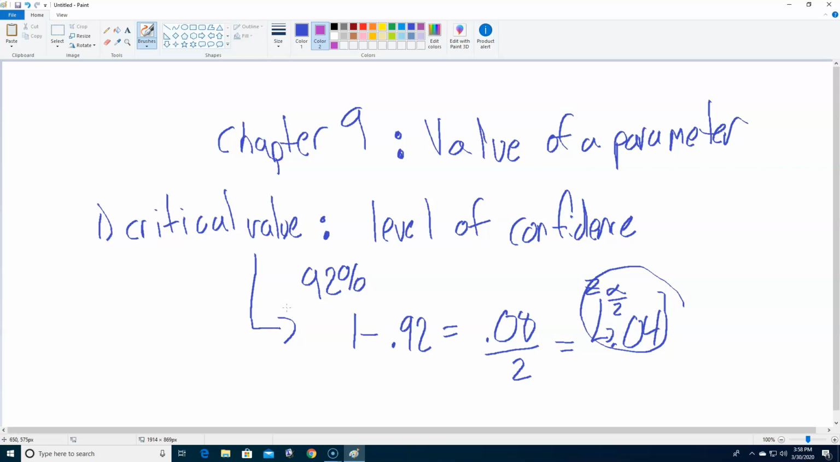So they're going to give you some level of confidence. We're going to subtract it from 1, divide by 2, and then plug this into the calculator. So that's the first thing that we're going to talk about, this level of confidence critical value.